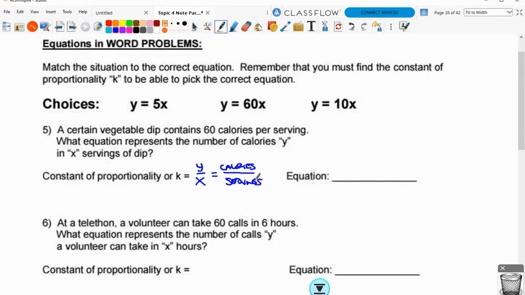Okay, well, they told us right here that it's 60 calories per serving. So that means it's 60 calories in one serving. And this right here is already a unit rate. So k equals 60 over 1, or just 60. Since that's the value of k, we come up to our three equations. The one that has a value of k equals 60 is this equation right here. So the equation would be y equals 60x.